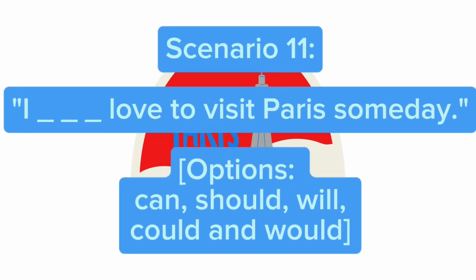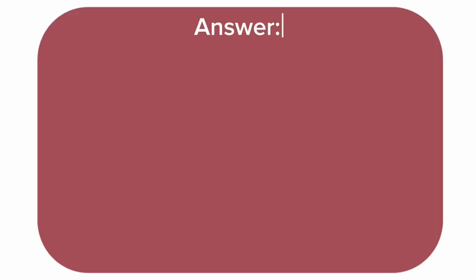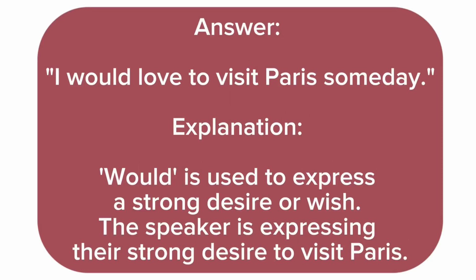Scenario 11. I love to visit Paris someday. Options: can, should, will, could, and would. Answer: I would love to visit Paris someday. Explanation: would is used to express a strong desire or wish. The speaker is expressing their strong desire to visit Paris.